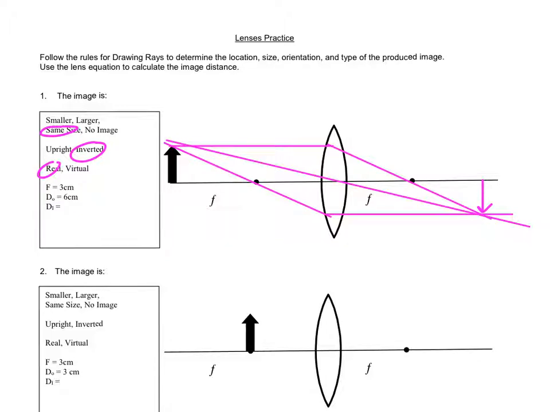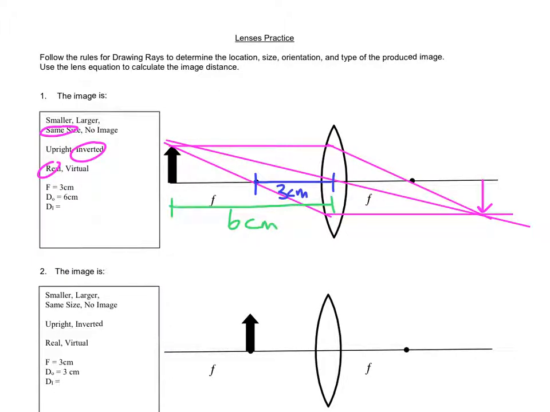Now, what this tells me in the diagram is that my focal length is 3 centimeters. So that means that from here to here, that measurement is 3 centimeters. It's also saying that the object distance, DO, is 6 centimeters. So that means that from my object to the center of the lens, I have 6 centimeters.